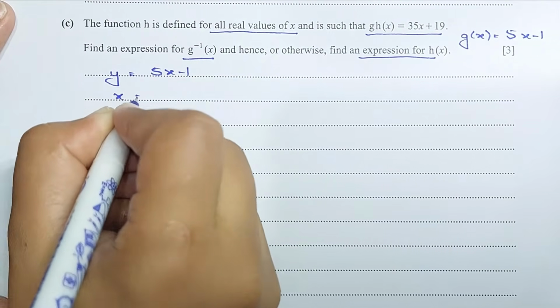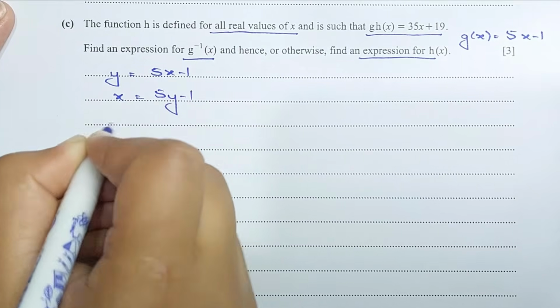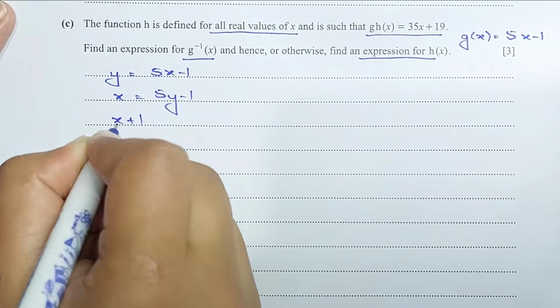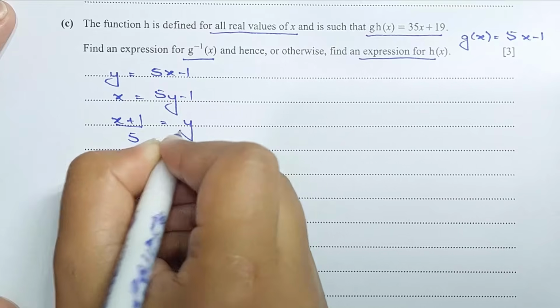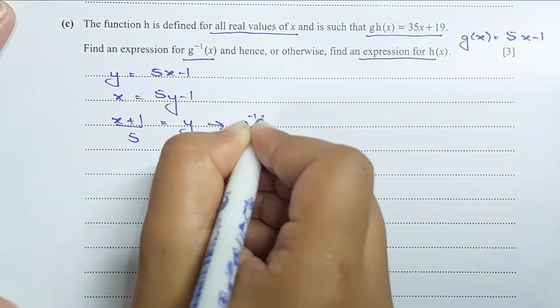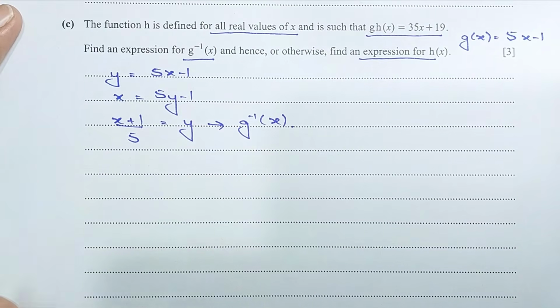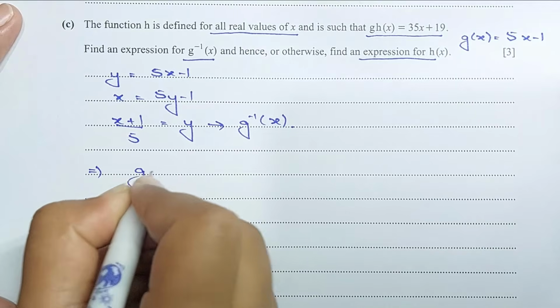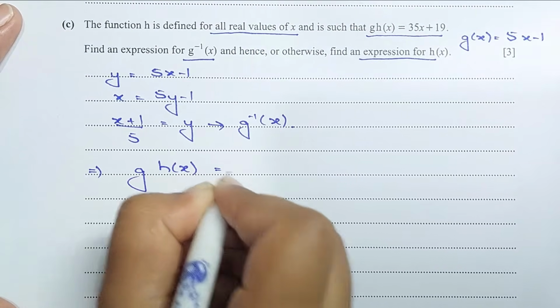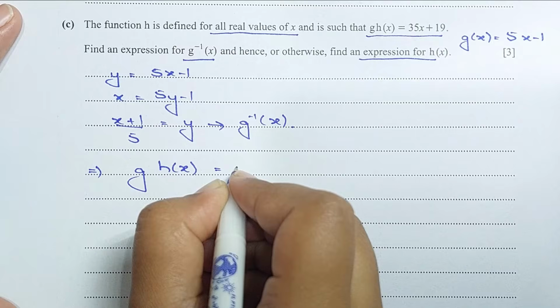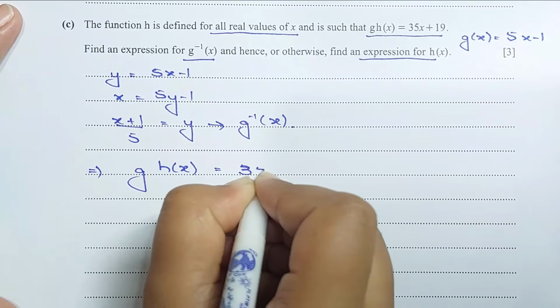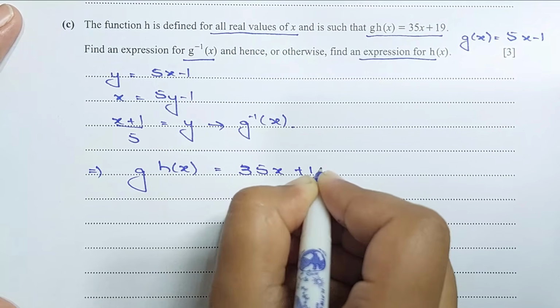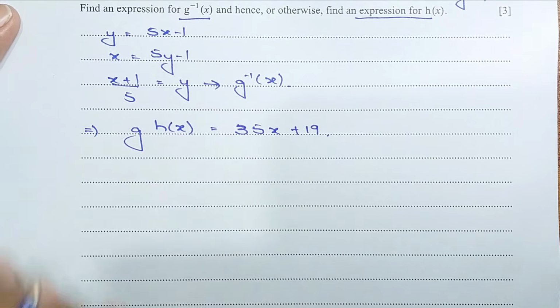Switching the variables, x equals 5y minus 1, solving for y, y equals (x plus 1) divided by 5. This is my y, and that is my g inverse of x. Alright, now we have gh of x, which equals 35x plus 19. Let me solve for h of x.